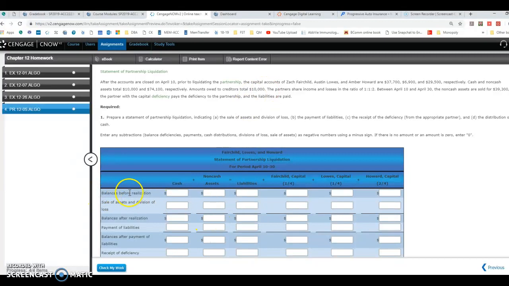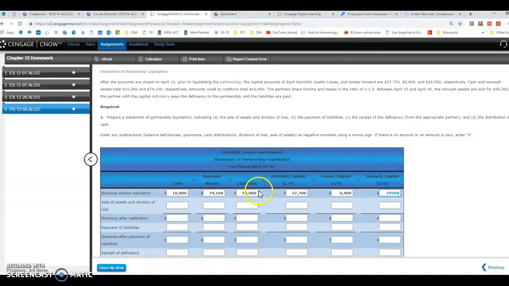First thing we can do is go ahead and drop in this right here. All they're doing is giving us the balances before we do anything else. So it says cash is $10,000, so let's type in $10,000 for cash. It tells us up here our non-cash assets total $74,100. And our liabilities, it says the amount owed to creditor is $10,000. Happens to be the same as our cash. Capital for Fairchild is $37,700. Capital for Lowe is $6,900. And Howard is $29,500. Okay, and those numbers all came from up here.